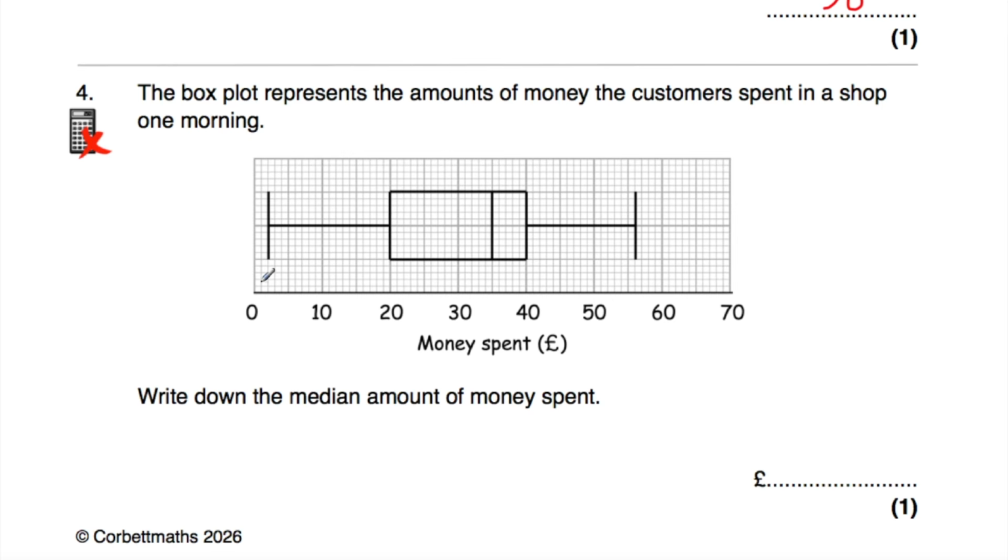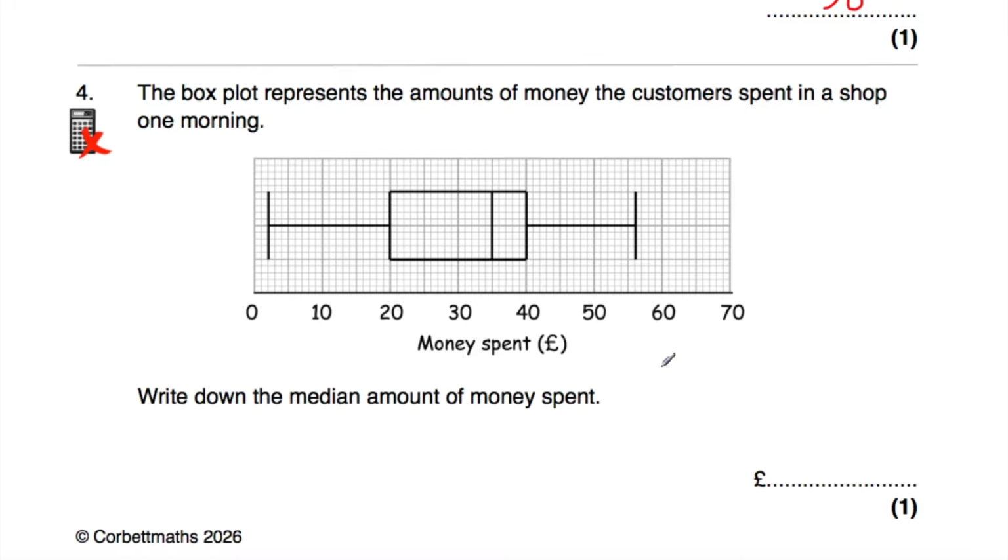So the lowest amount of money spent in this shop was, well, we've got 0 to 10, so each one of the boxes is worth 1. So the least amount of money spent by a customer was £2. And then here, this line is the lower quartile. So that's a quarter of the way through the data. So if you were to list down all the data, the first 25% of the people spent £20 or less. So that's the lower quartile, £20 there.